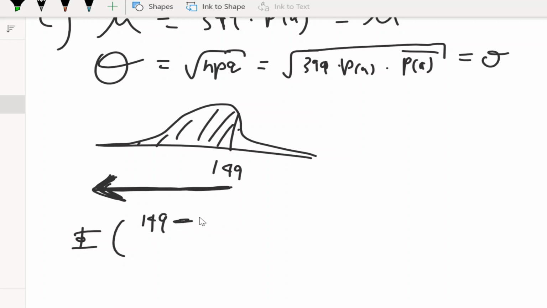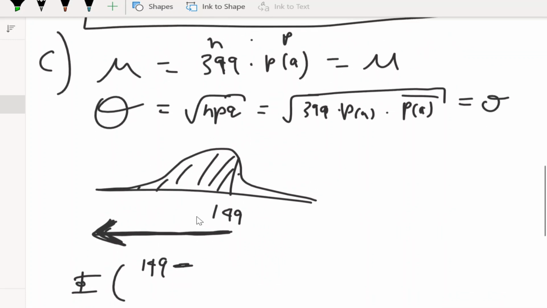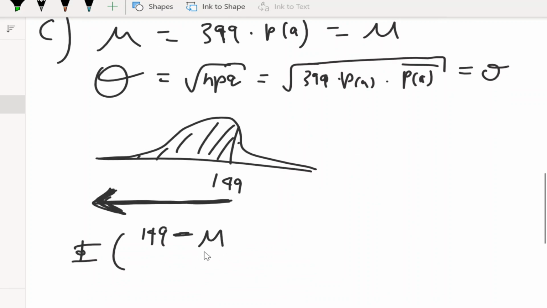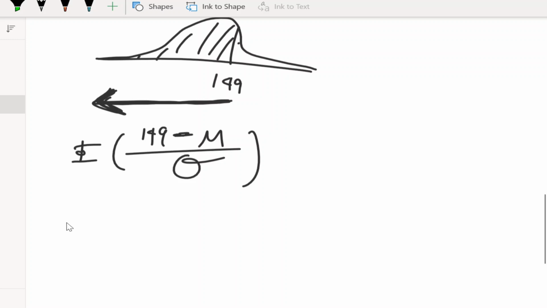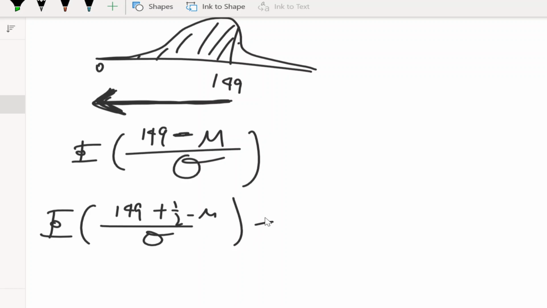minus our mu, then all over sigma. And then now I'm realizing I guess they want us to use continuity correction factors. If that's the case, it's really not that much harder. You just do 149 plus a half, minus mu, all over sigma. Then you subtract phi of 0 minus a half, minus mu, all over sigma.